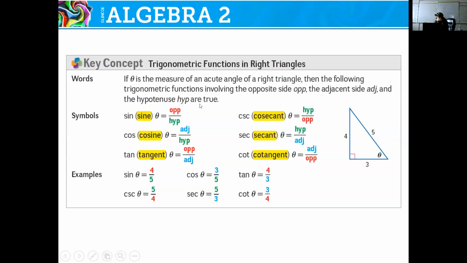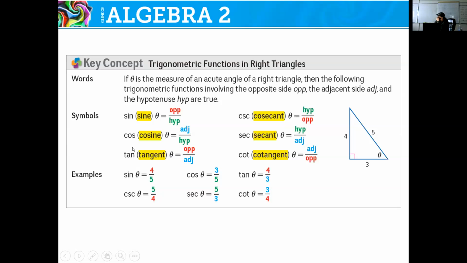Okay, cosecant is the reciprocal of sine. So if sine is opposite over hypotenuse, cosecant is hypotenuse over opposite. You can see they're reciprocal because the numerator and denominator are flipped. If we were to multiply sine times cosecant, we would end up with 1, because the opposite sides and the hypotenuse in the numerator and denominator would all cancel out.